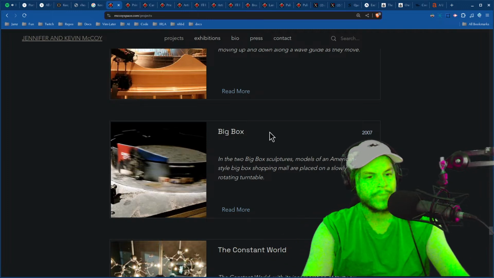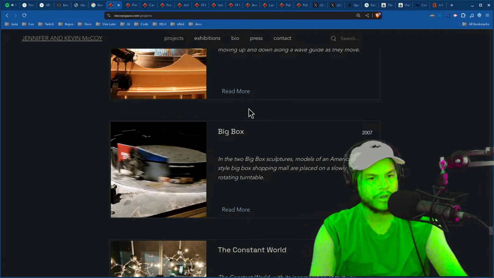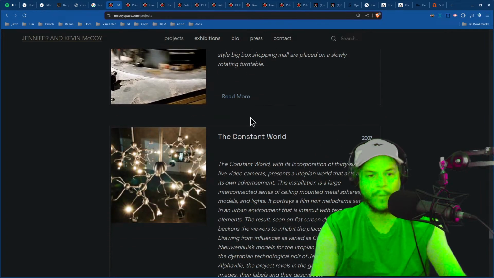Big Box. In the two big box sculptures, models of an American-style big box shopping mall are placed on a slow rotating turntable.